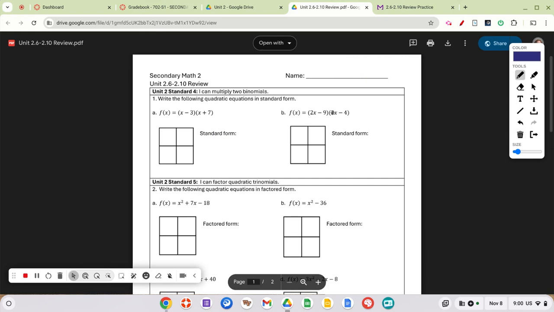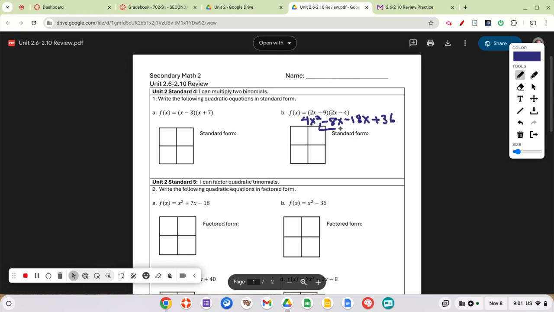I'm going to go 2x times 2x is 4x squared. Okay, 2x times negative 4 is negative 8x. And then I'm going to move to the negative 9 and I'm going to distribute it through. So negative 9 times 2x is negative 18x. Negative 9 times negative 4 is positive 36.